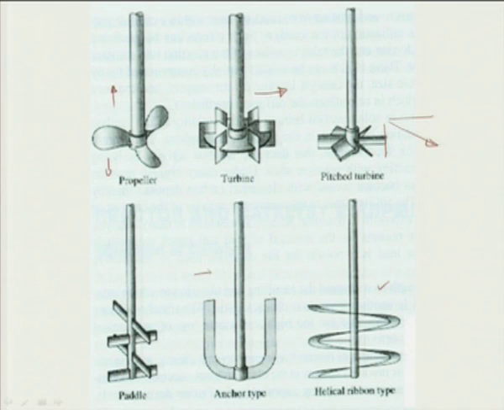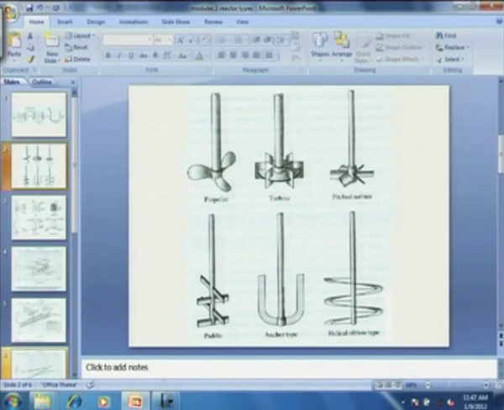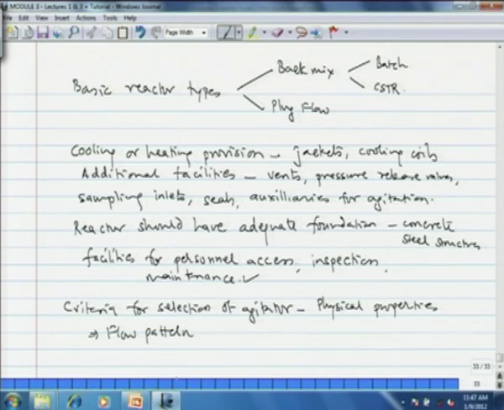Here the anchor type creates a radial flow, the paddle also creates a radial flow, and the helical ribbon type may create some flow in the axial direction as well, similar to the pitch blade turbine, and so on. So depending on the flow pattern that you want in the reactor, you have to choose the agitator. Now this is as far as the fluid reactors are concerned.